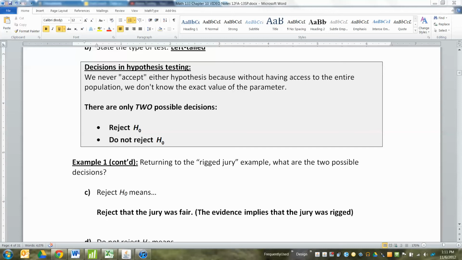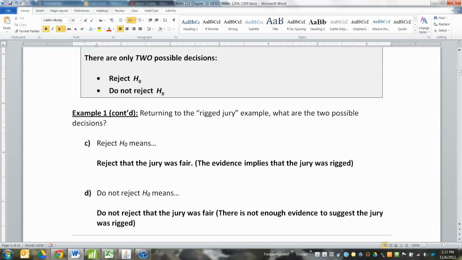Okay, so let's think about what this is going to mean for us. With our rigged jury example, there are two decisions that we can make. We can reject the null. That's it. So if we reject the null, it means we're rejecting that the jury was fair, which implies that the evidence is implying to us that the jury was rigged. We don't know it was rigged. We just know that it's likely that it was rigged, right?